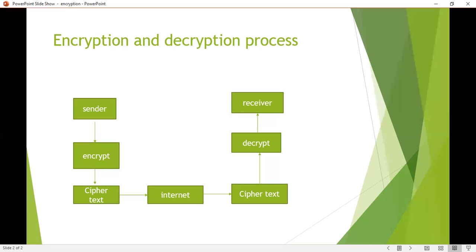But in the asymmetric process, the sender has a different key for encryption and the receiver has a different key for decryption, so it makes the message more difficult to access. For the decryption process, the time required is much more compared to a symmetric key, but the message is more secure. So this is all about the encryption and decryption process, which makes message transmission more secure.